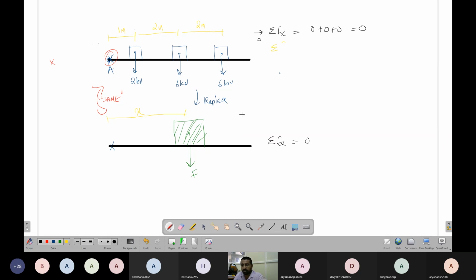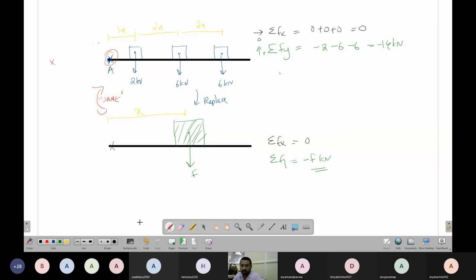Now, summation of forces in y direction, taking up as positive. The forces will be -2, -6, -6, -40 kilonewton. Okay. Summation of forces in y direction is -F.